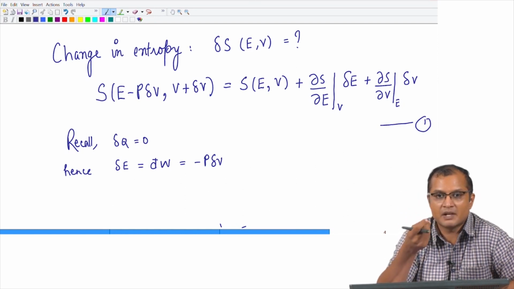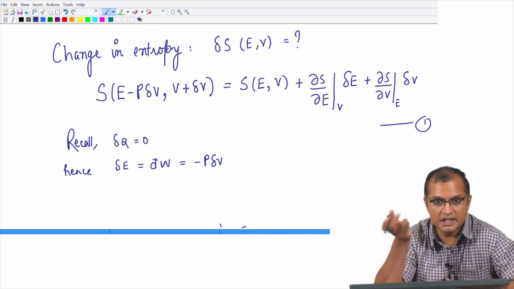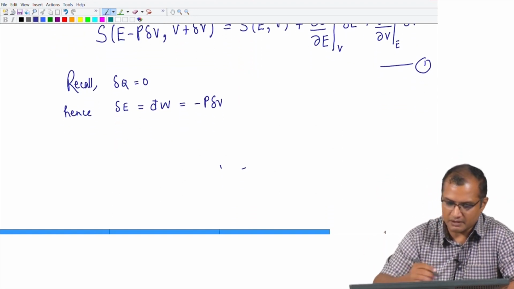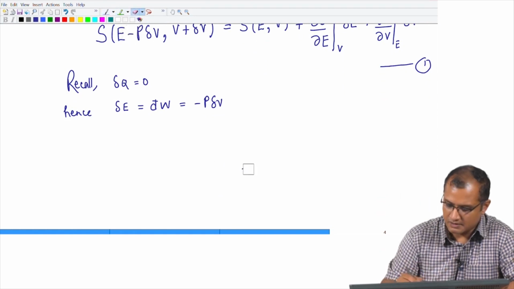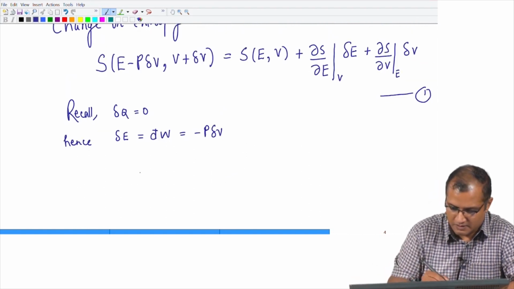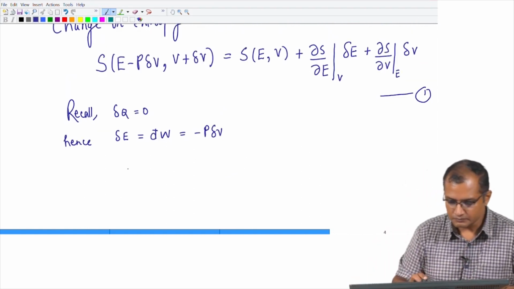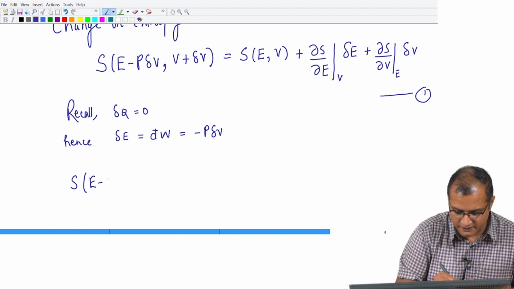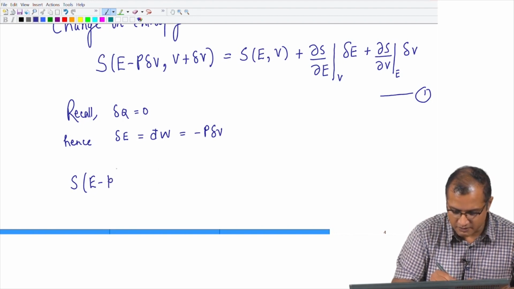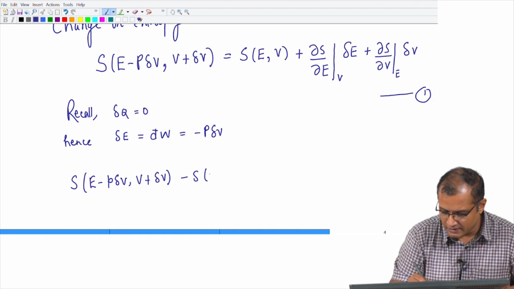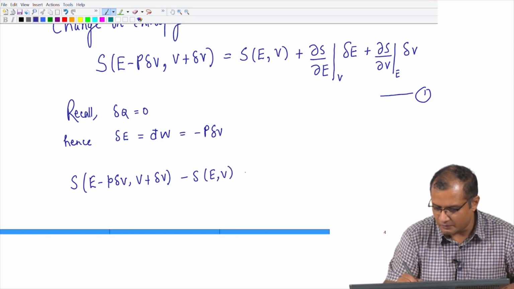Okay, the energy of the system can only change due to the work done on the system, because the heat given to the system is 0; it is thermally isolated. So, in equation 1 I can substitute this thing, and I can write down this equation 1 as S of E minus delta E at the final energy and volume values, and I will take S of E, V at initial values of energy and volume on the left hand side.